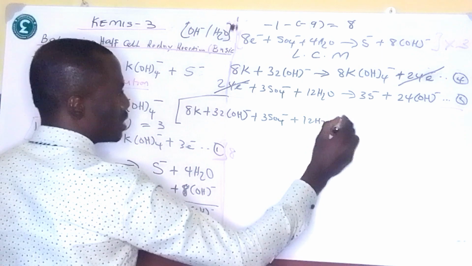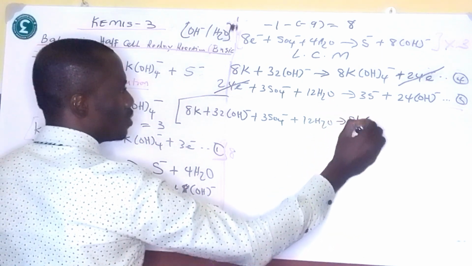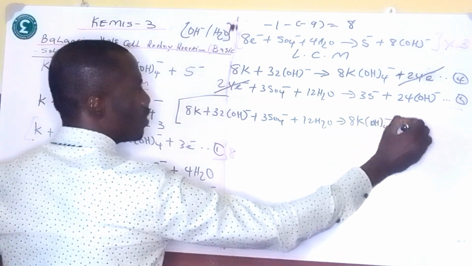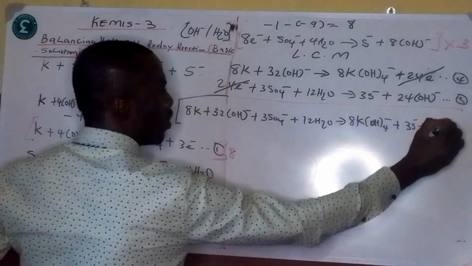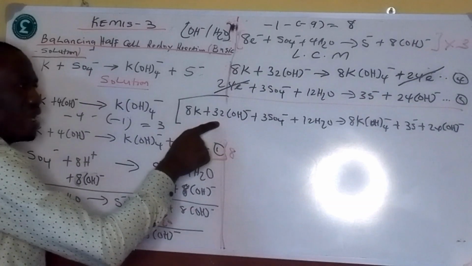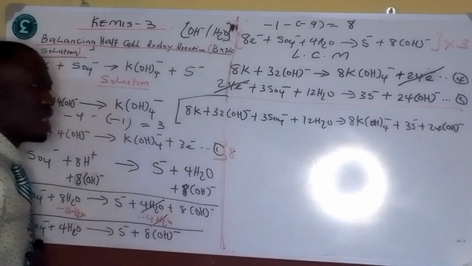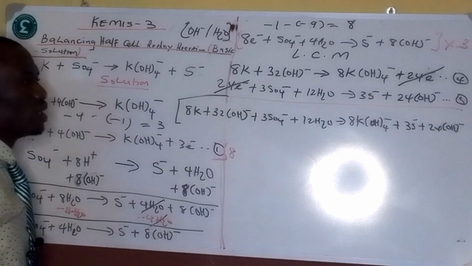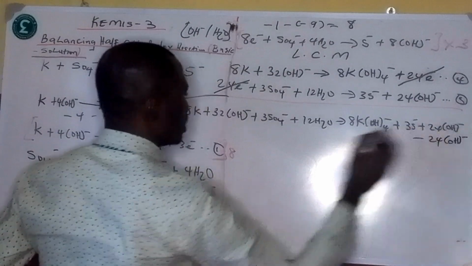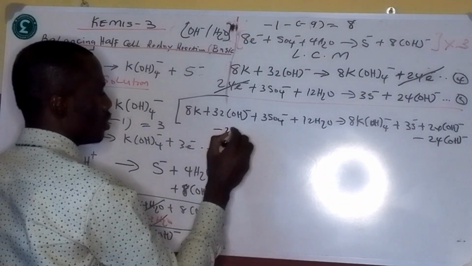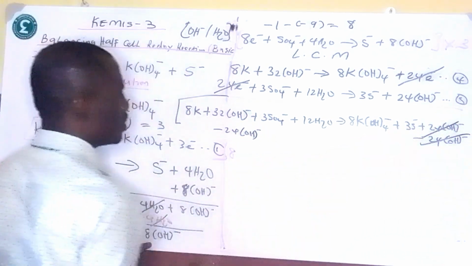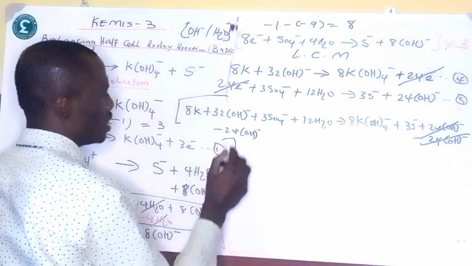Now let me get to the right hand side. I have 8 potassium hydroxide plus 3 sulfur plus 24 hydroxyl. Now, I have hydroxyl at the right hand side and hydroxyl at the left hand side. That means I can reduce this equation. If I decide to subtract 24 hydroxyl from both sides, notice that hydroxyl will cancel hydroxyl. Now I have succeeded in reducing my equation.